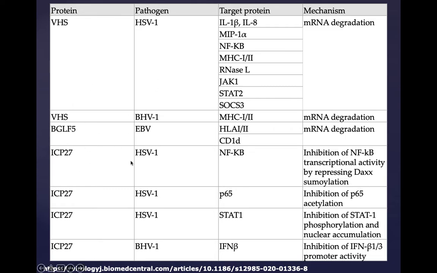The same case applies for other pathogens. They express specific proteins that target proteins of the host, with different mechanisms of turning them down or turning them off or knocking them off. So for the case of the viral shut off protein of HSV, mRNA degradation is the mechanism that is utilized by the pathogen, by the protein, in order to target host proteins.